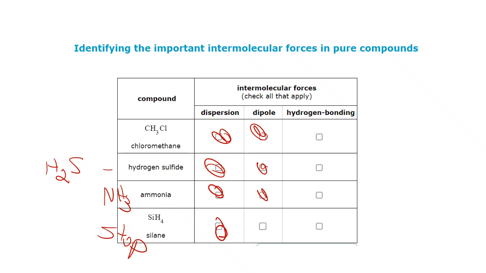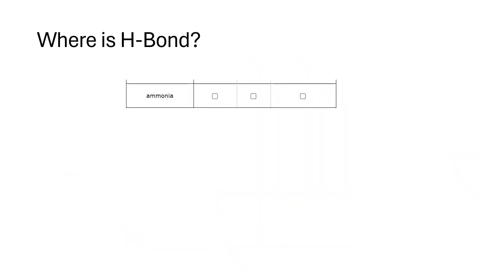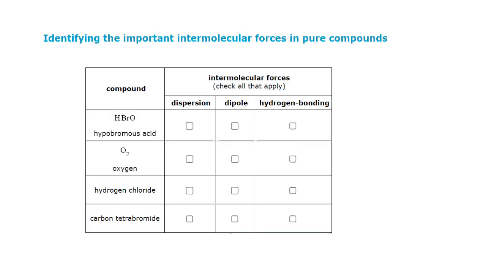Then does it have hydrogen bonding? It has to contain a fluorine, oxygen, or nitrogen and a hydrogen, and the hydrogen's not connected to a carbon. So no hydrogen bonding for the first one, since it follows neither of the rules. H2S doesn't have a fluorine, oxygen, or nitrogen in it. And NH3 does have hydrogen bonding. And that place where the hydrogen bonding will be is in the same place as that dipole bond that we showed before.